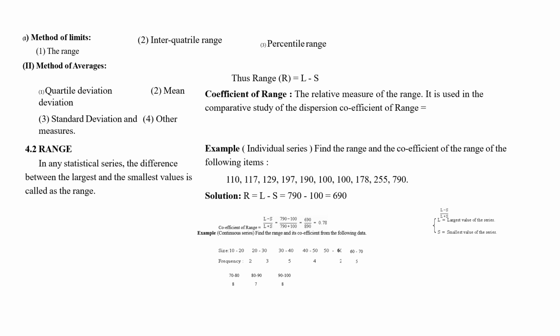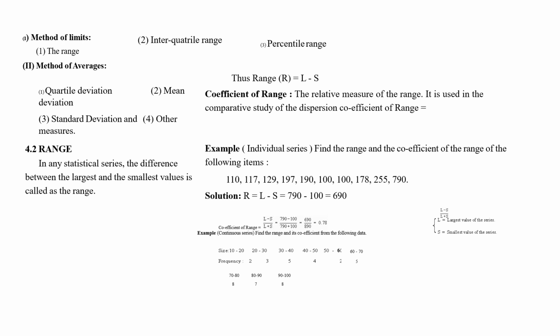the range, interquartile range and percentile range. Okay, so range is equal to L minus S. L minus S means there can be a lower value and a higher value, and the difference between them. Okay, so under methods of dispersion we have quartile deviation, mean deviation, standard deviation and other measures.